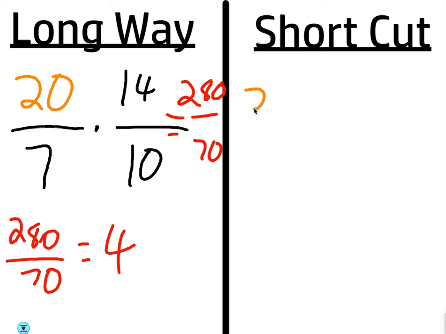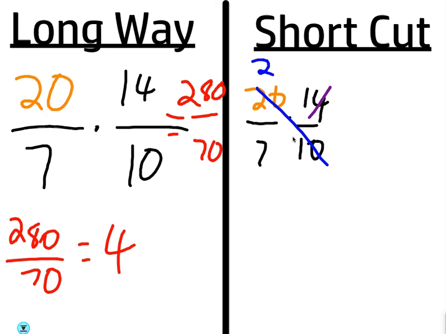Now the shortcut, we got 20 over 7 times 14 over 10. What's 20 over 10? 2 over 1. Yep, the 2 goes on top where the 20 is, and 14 over 7 is 2. All right, in this example, you got both numbers on top, so you got to multiply that. 2 times 2, not divide. Yeah, multiply, 4.